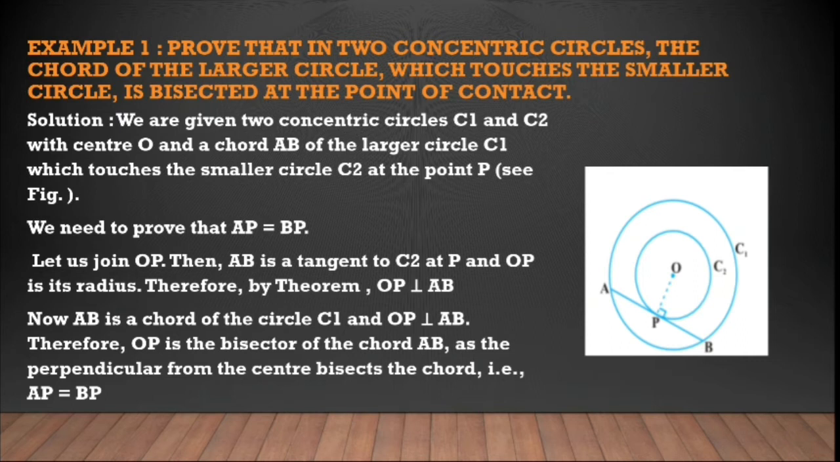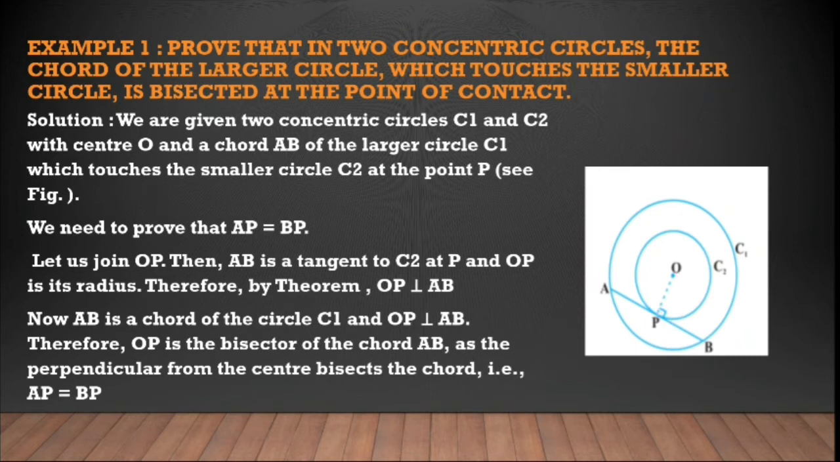So how can we prove it? We are given two concentric circles C1 and C2 with center O, and the chord AB of the larger circle C1 which touches the smaller circle C2 at the point P. You have to prove that AP is equal to PB. Now you join the center O and the point of contact P, that is OP. So OP is a radius and P is the point of contact for the tangent AB to the smaller circle. So you can say that this angle is 90 degrees by the previous theorem. So OP is perpendicular to AB.